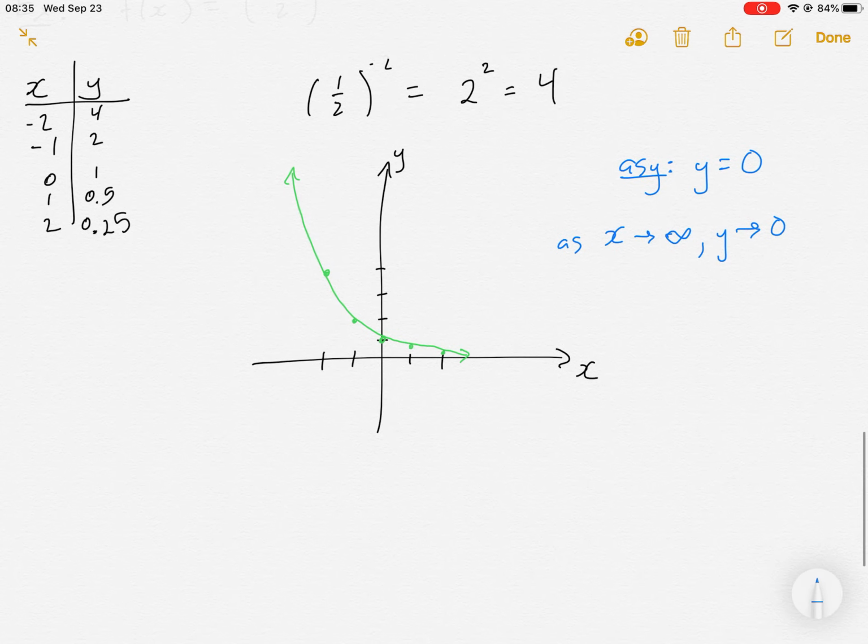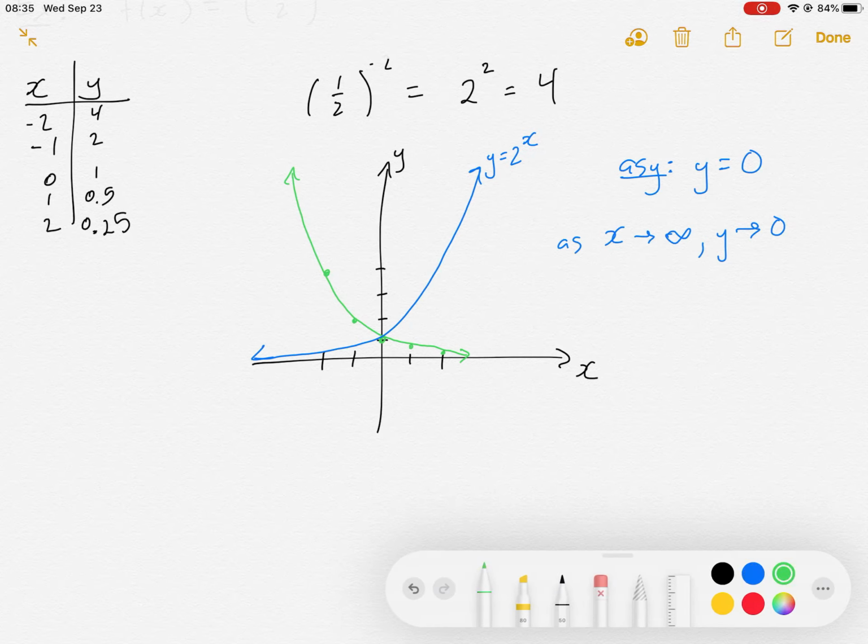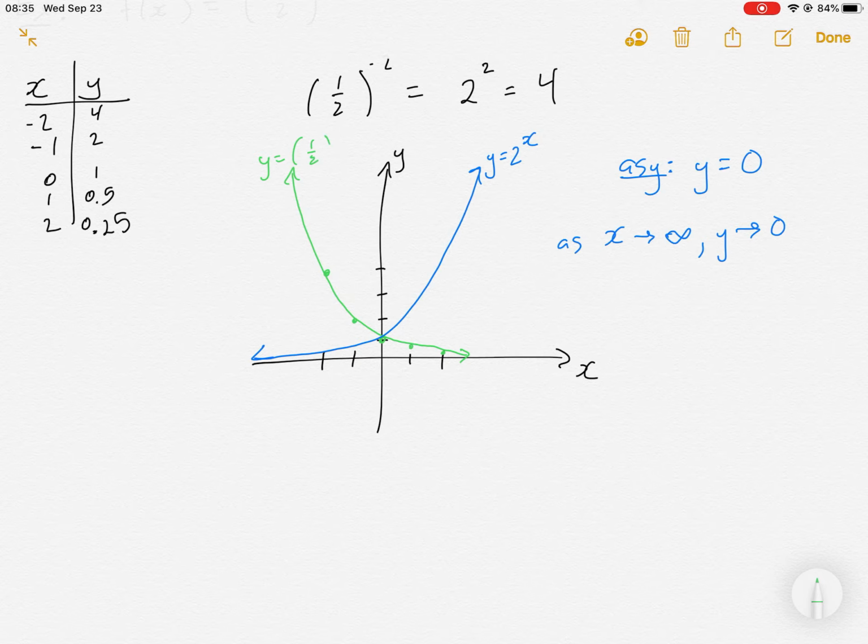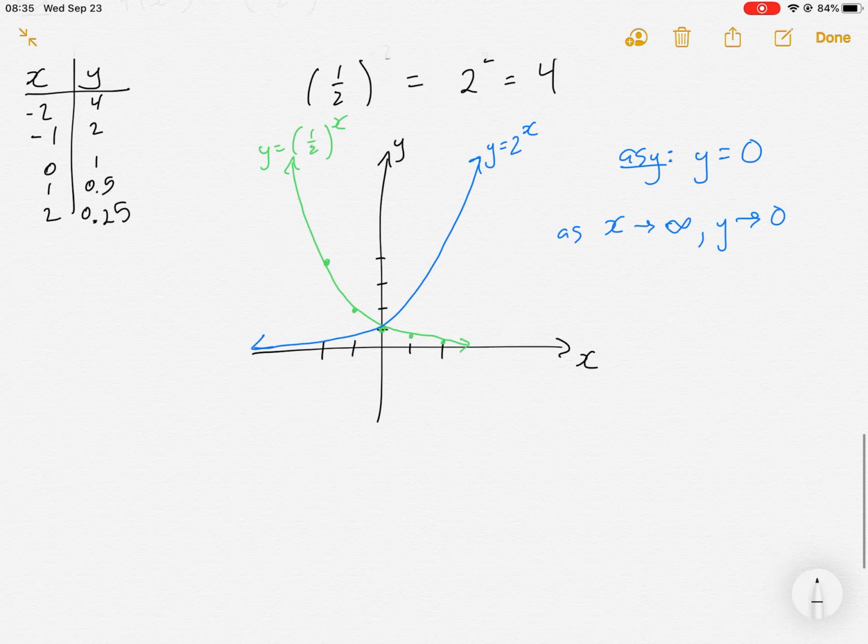So let's write down our two functions that we've seen. I have y equals 2 to the power of x in blue, and I have y equals 1/2 to the power of x in green. So what we can conclude from this is what's called exponential growth versus decay. Many things in nature either grow exponentially or decay exponentially. That's why this is such an important topic.